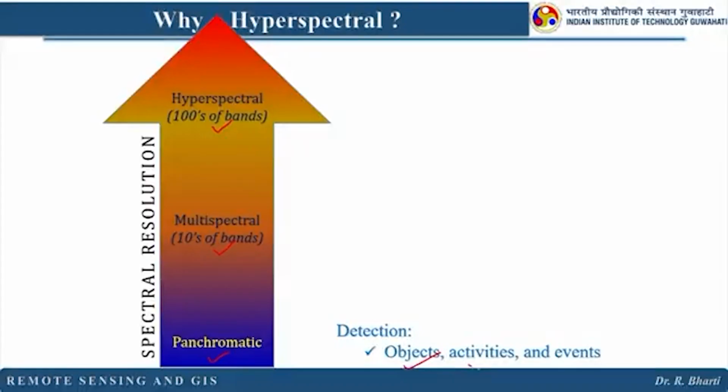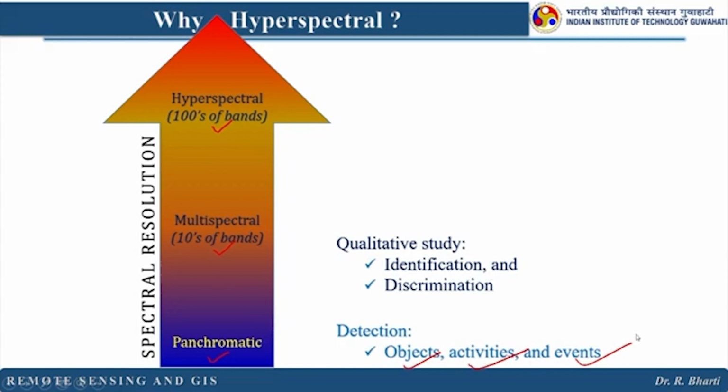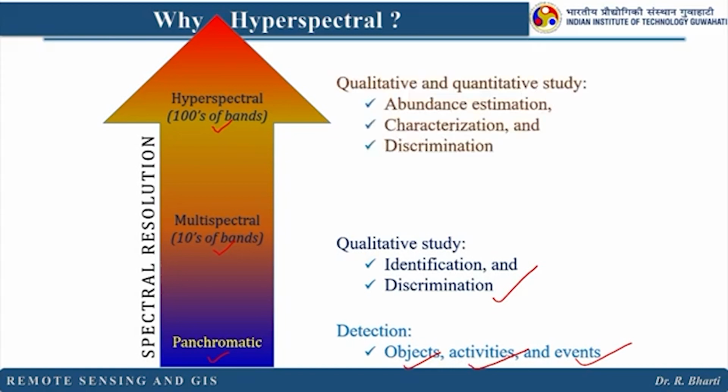So, when we started with panchromatic, we could do object identification, activities and event detection, right. But when we move to multispectral, we could do identification and discrimination, right. Now, we have hyperspectral data, and this hyperspectral data can be used for abundance estimation or characterization of a material or the discrimination also. Obviously, we can do that, right. So, that is why I have written qualitative and quantitative studies.